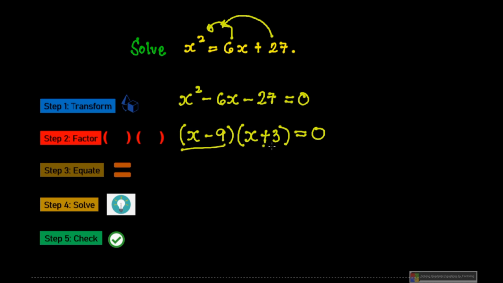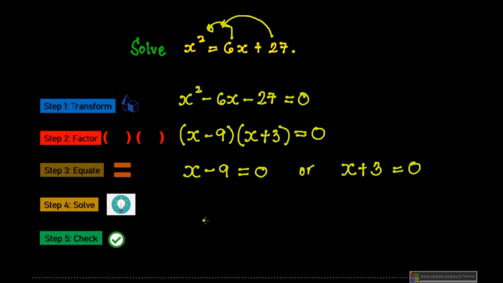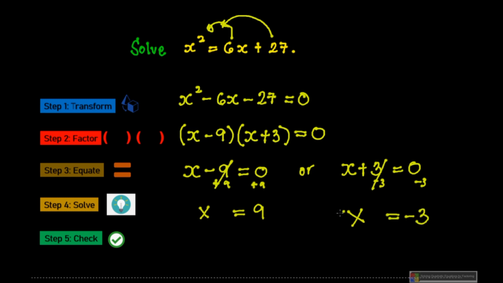Third step, we need to apply the zero product property to equate each factor to 0. So we have x minus 9 equals 0, or the other one, x plus 3 equals 0. And we need to solve the resulting equations. So I will add 9 on both sides, and then subtract 3 on both sides. We can cancel negative 9, and what is left is x equals 9. And then the same on the other side, x equals negative 3.